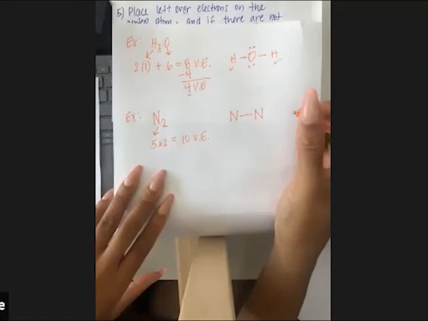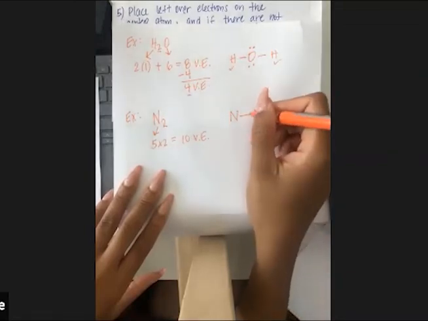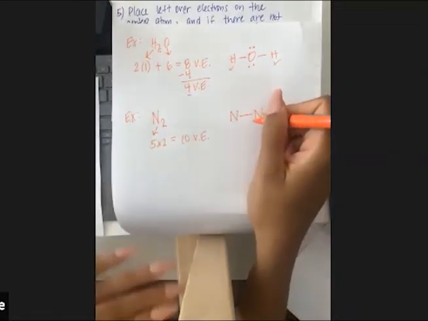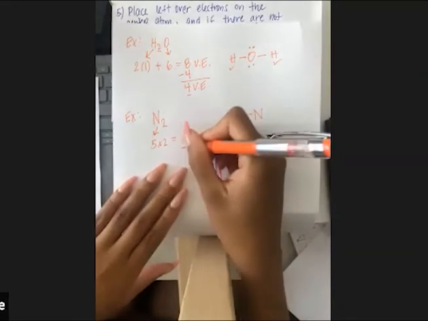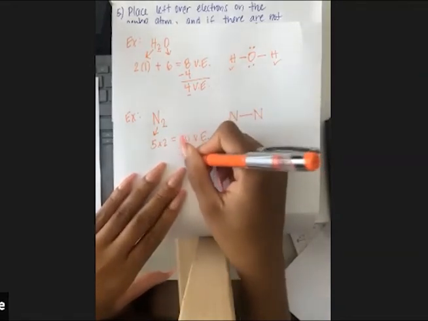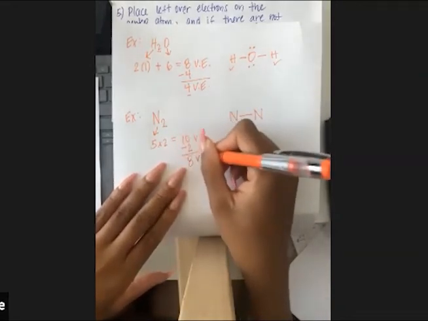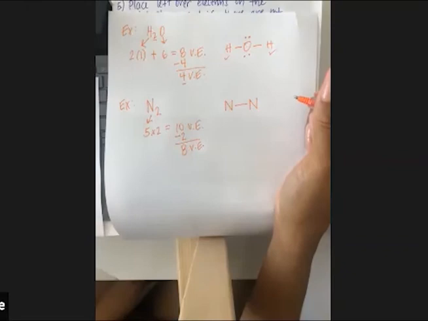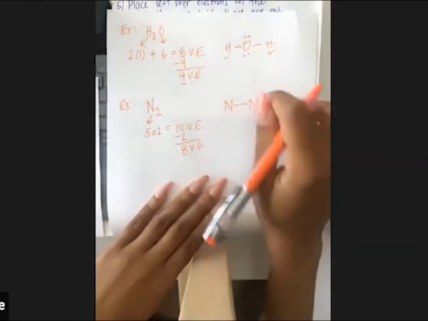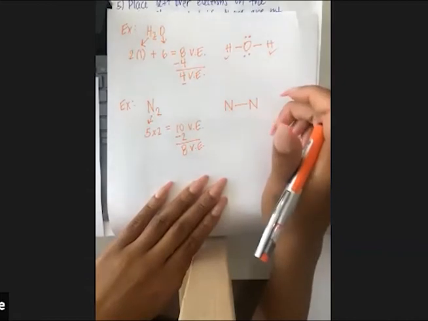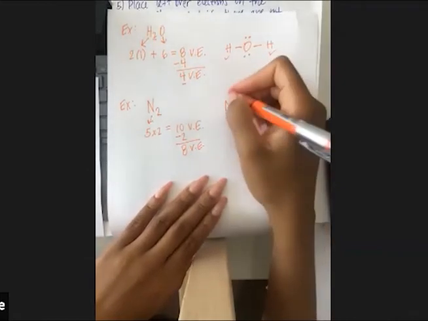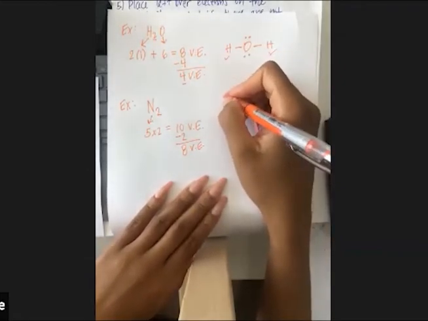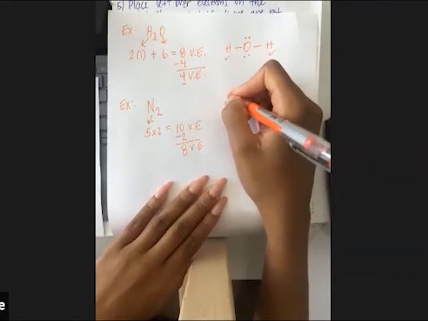Step 3 says subtract 2 electrons for each single bond. I only have 1 single bond. I'm going to subtract 2 electrons, 8 valence electrons left. Step 4 says put 6 electrons around each end atom. Since they're both the same atom, it doesn't matter which one I pick as the end atom. I'm just going to pick the first one as the end atom and say, let me put 6 around here.